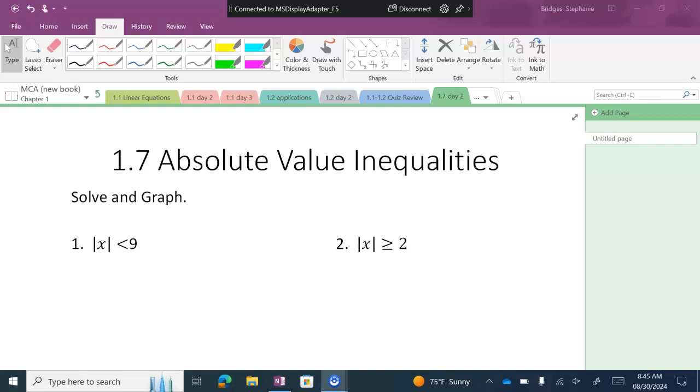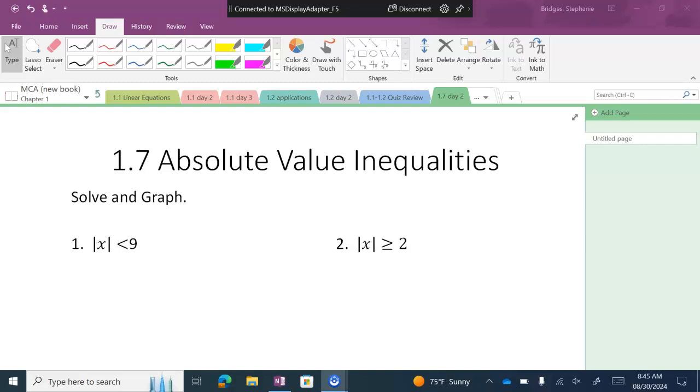1, 2, 3, 4, 5, 6, 7, 8, they all have an absolute value that's less than 9. Is that all of the numbers that have an absolute value less than 9? No, because remember yesterday we talked about every number and its opposite have the same absolute value. So we also have to take into consideration the numbers between 0 and negative 9.